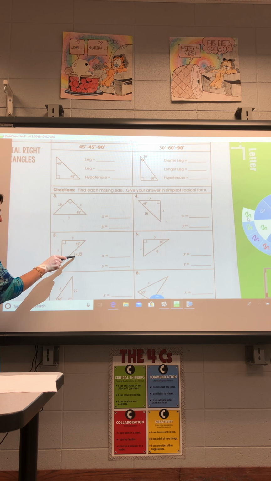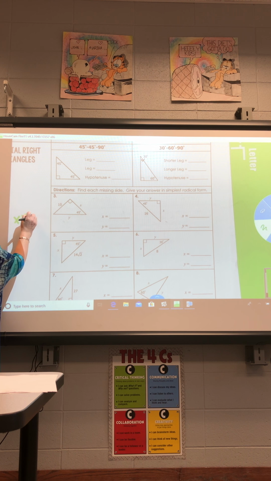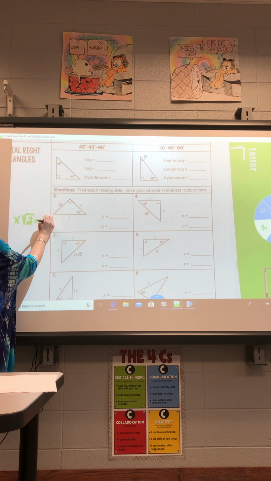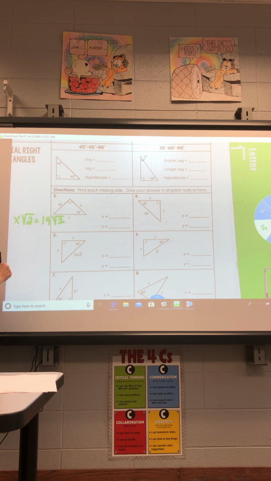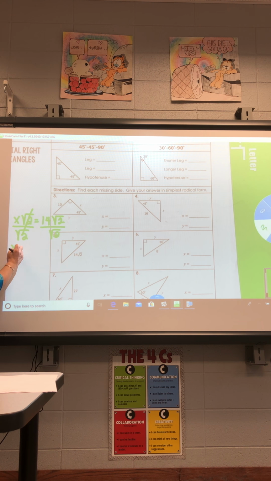Directly across from the right angle, we have 14 square roots of 2. So I know the hypotenuse value is x square roots of 2. So set it equal to the hypotenuse here, which is 14 square roots of 2. Solve for x. That's going to be the length of your two sides. So let's divide both sides by the square root of 2. Now, when I divide the square root of 2 over the square root of 2, those two cancel out, giving me 1.